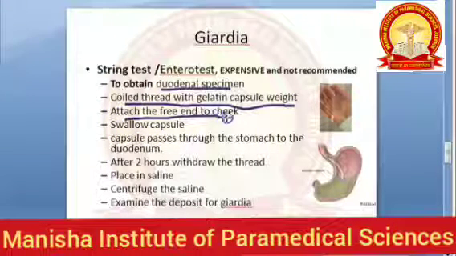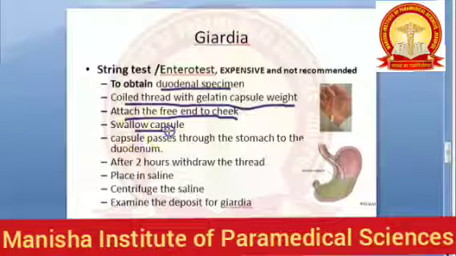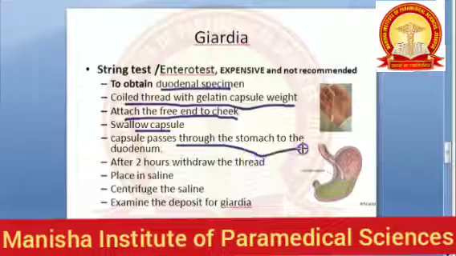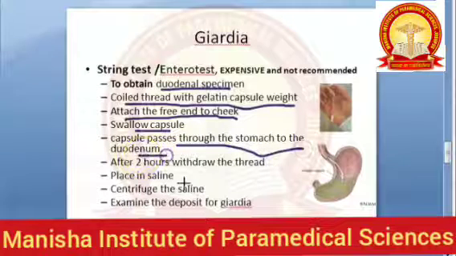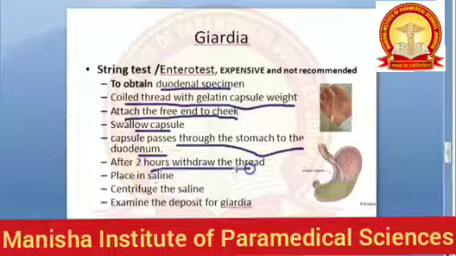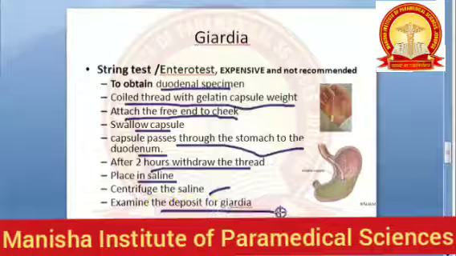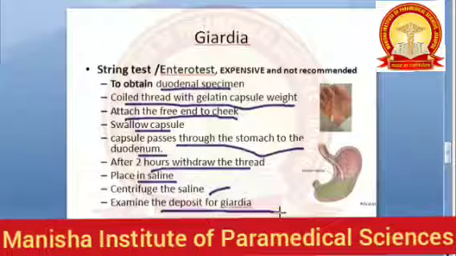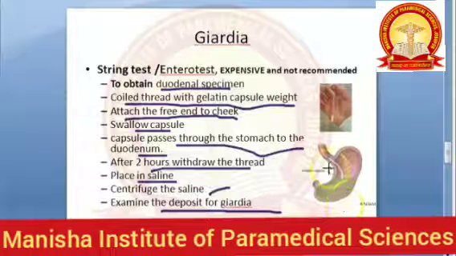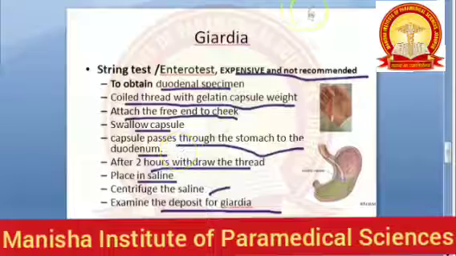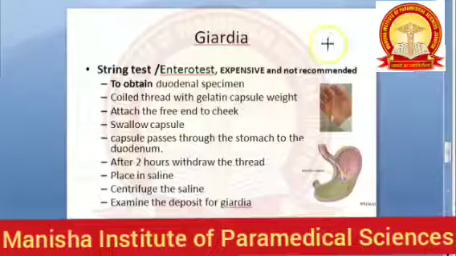They use a coiled thread with a gelatin capsule weight. They attach the free end to the cheek. The person swallows the capsule, which passes through the stomach to the duodenum. After 2 hours, they withdraw the thread and place it in saline. Then they centrifuge the saline and examine the deposit for Giardia. So this is an expensive and not recommended test, but it's kind of an interesting thing.